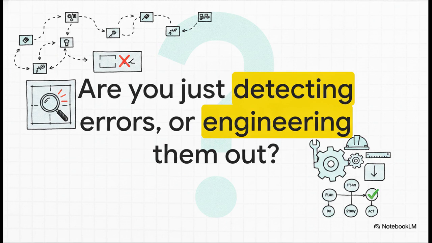So I want to leave you with this final, kind of provocative thought to chew on. As our global supply chains grow increasingly complex every single day, is your organization simply detecting errors after they've already happened? Or are you using methodologies like APQP to engineer them out of existence entirely from the very beginning?